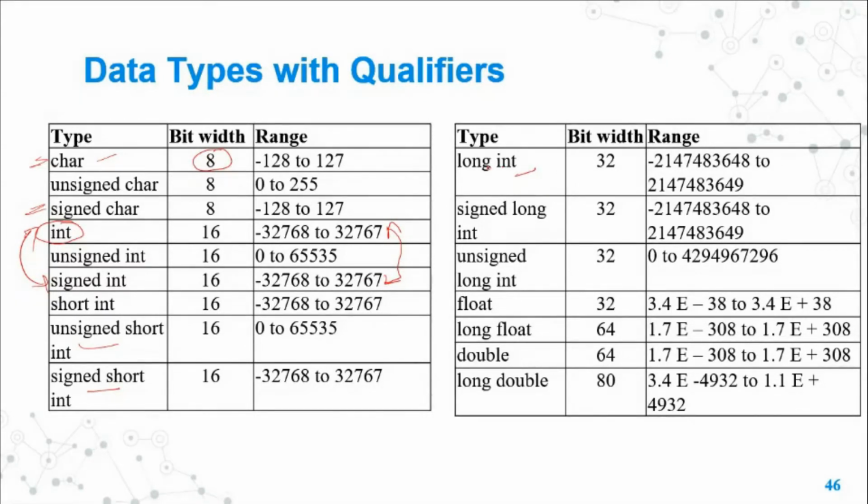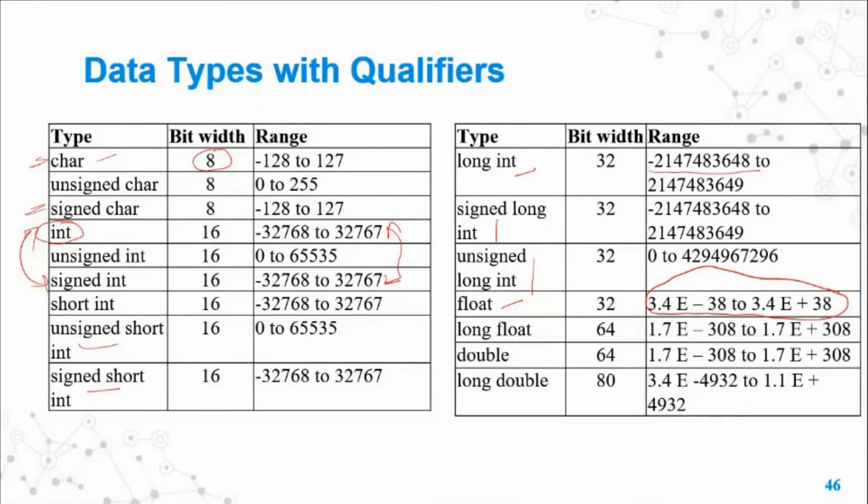In the case of long int, the bit width is 32, that is 4 bytes are stored. So the range of values it can hold is very large. Then there is signed long int, unsigned long int, then float. Float also uses 32 bits. It can store from 3.4e-38 to 3.4e+38. This much value a floating point variable can store.